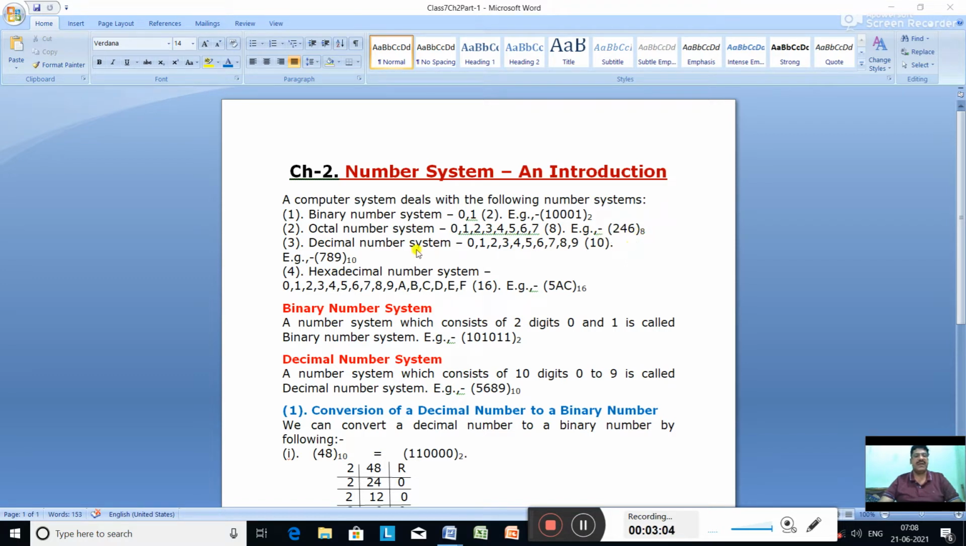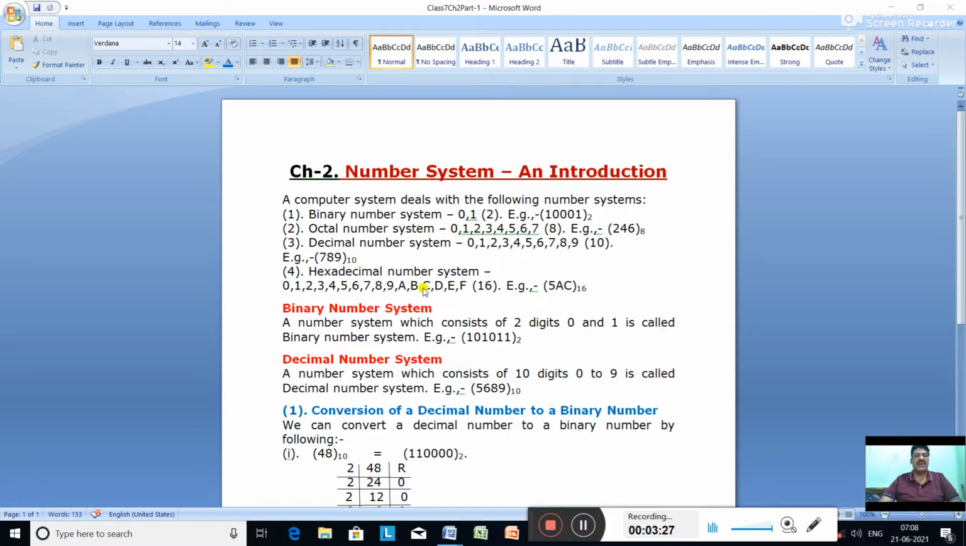Then comes decimal number system. In decimal number system there are 10 digits. Where to where? 0 to 10. Sorry, not 0 to 10, 0 to 9: 0, 1, 2, 3, 4, 5, 6, 7, 8, 9. How many digits are there? 10. For example, 789. Its base will be 10.